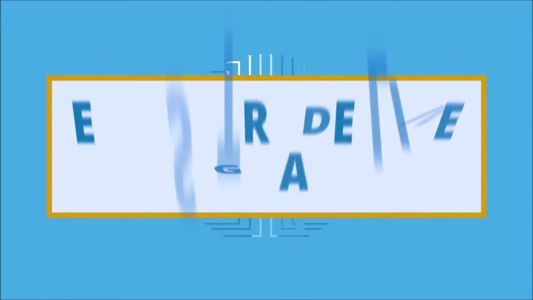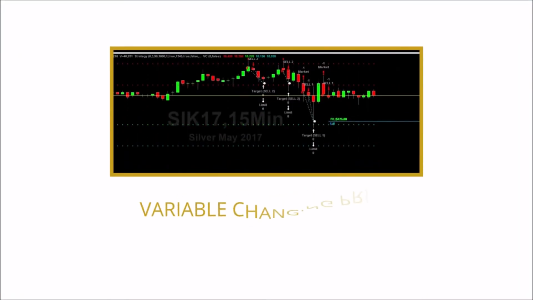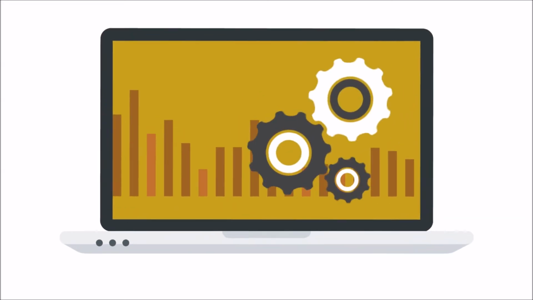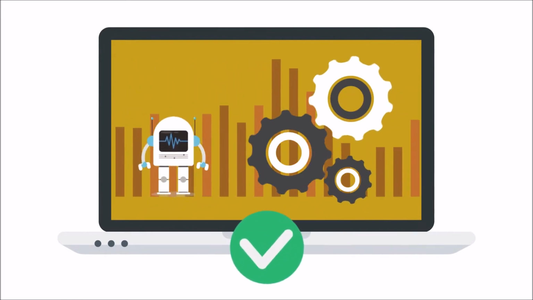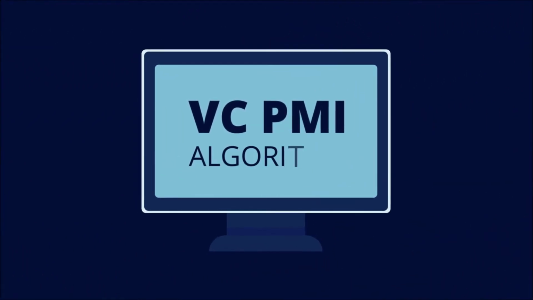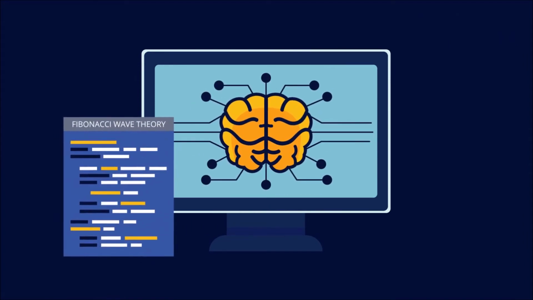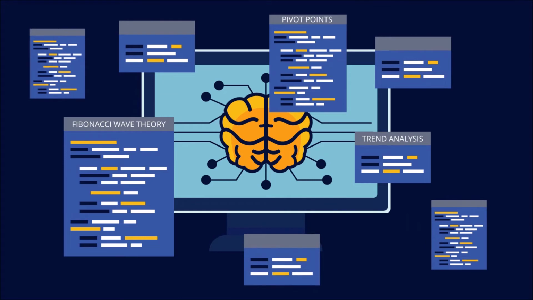Welcome to EMA2 Trade Live Signals, our variable changing price momentum indicator, VC PMI, is an automated AI trading system developed and tested over a decade. The VC PMI algorithm is based on age-old vortex mathematics combined with Fibonacci, wave theory, trend analysis, pivot points, and several other widely accepted financial analytical methods.